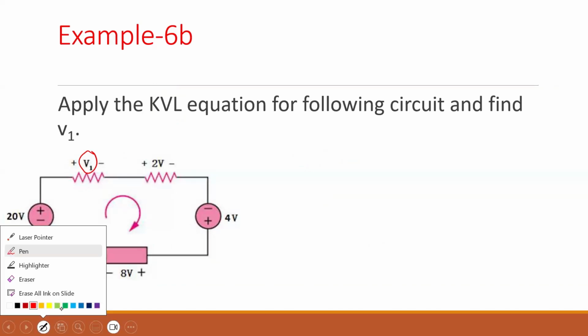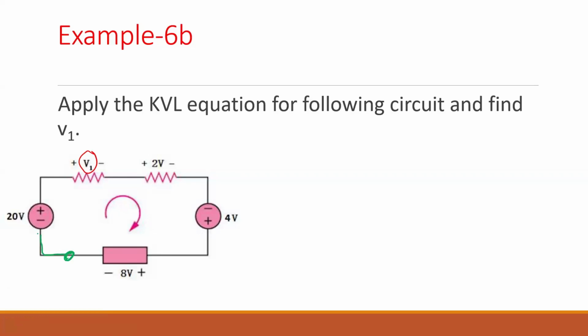So you start at the point, you're going any direction, it doesn't matter. So negative 20 and positive V1, positive 2, negative 4, positive 8 is equals to 0. So you can find V1. Can you find me V1 and tell me what you get?